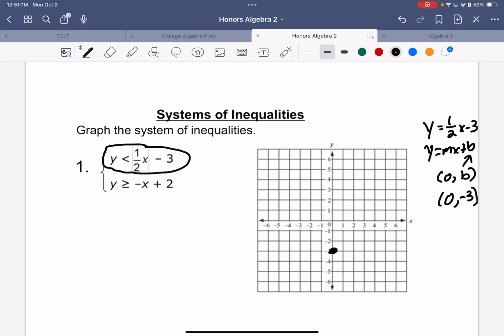Then from there, we're going to adjust by the slope. The slope in this case is 1/2. That means that we're rising up 1 and running over 2. Rising up 1, running over 2, and so on and so forth. So I've got my points to create that line. Now we look at the inequality. The inequality is less than. So the first thing it tells us is that this is a dashed line.